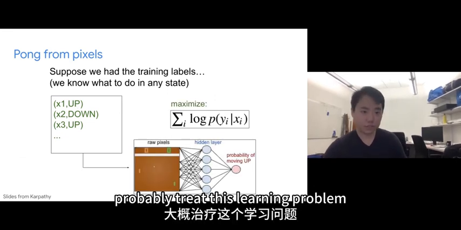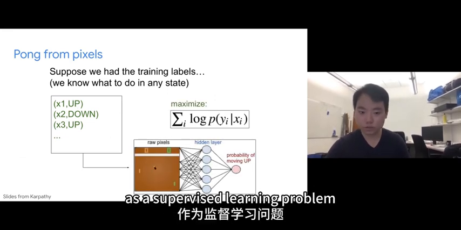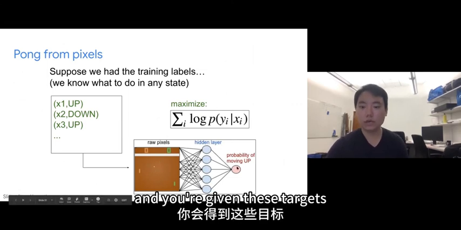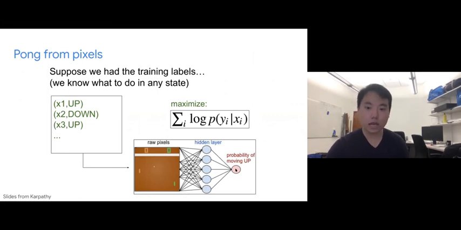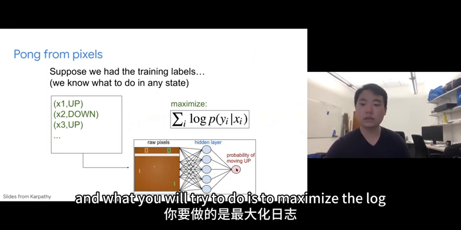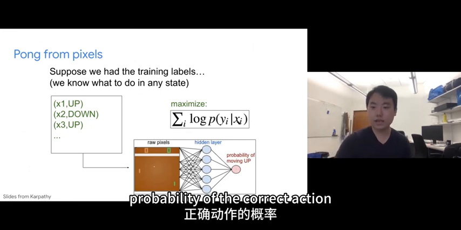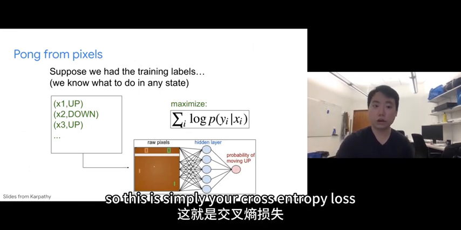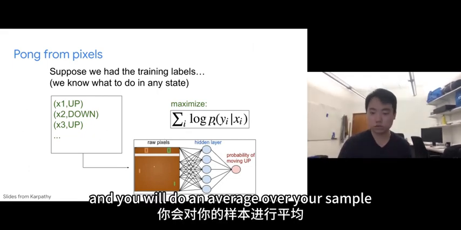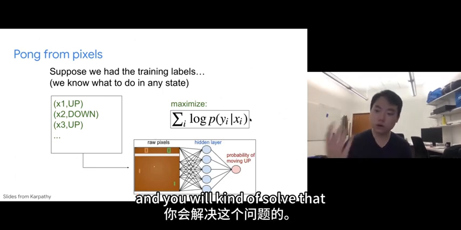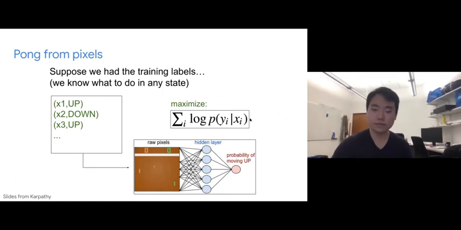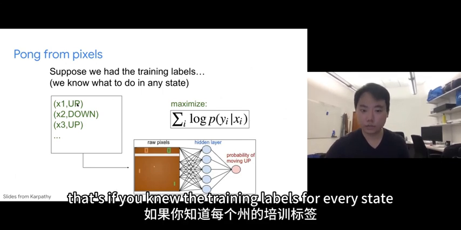Then you would probably treat this learning problem as a supervised learning problem. You're given some inputs, and you're given these targets, whether you should move up or down, as given by a human expert. And what you would try to do is to maximize the log probability of the correct action given your state. This is simply your cross entropy loss. And you would do an average over your data points. That would be your objective function, and you would solve that using gradient-based methods. That's if you knew the training labels for every state.